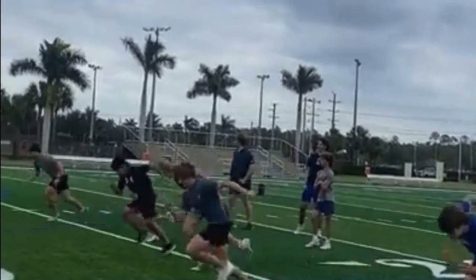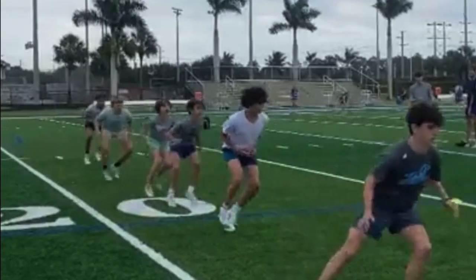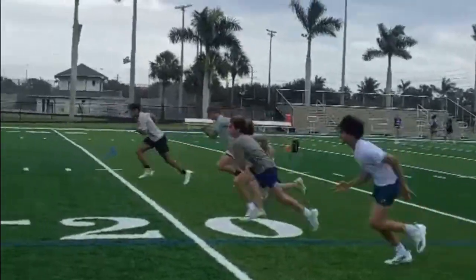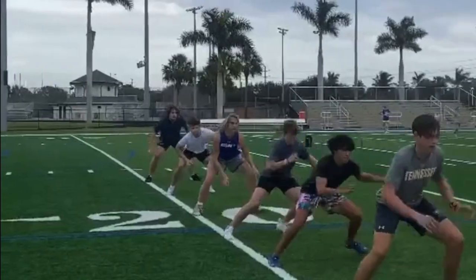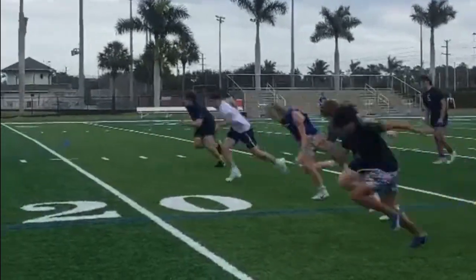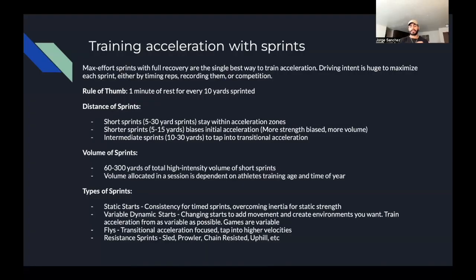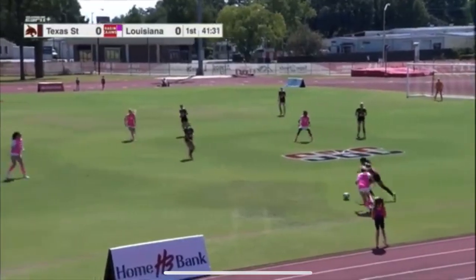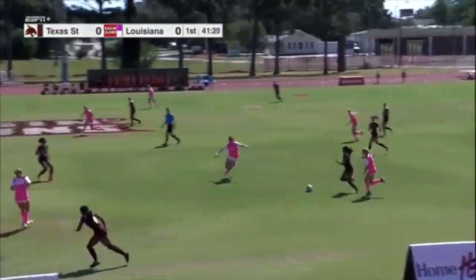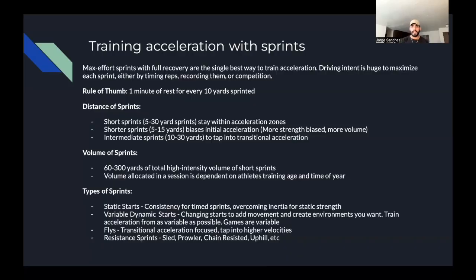Now, second, you can use variable dynamic starts to add movement and create positions that you want to be in. So for example, you can use a backwards hop to sprint to add some movement and variability, but also to force you into a positive body angle. Now, it's important to train acceleration as variably as possible from different positions. You accelerate in your sport from a million different positions and from a million different speeds. So you should train it from a lot of positions and from a lot of speeds to emulate the game.